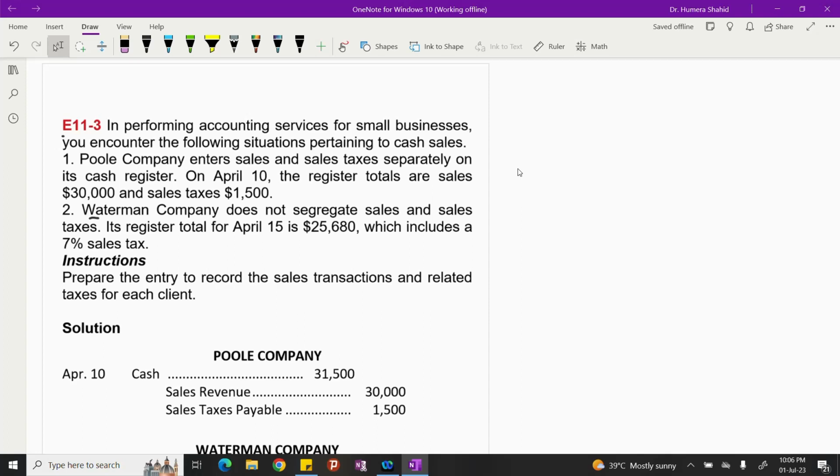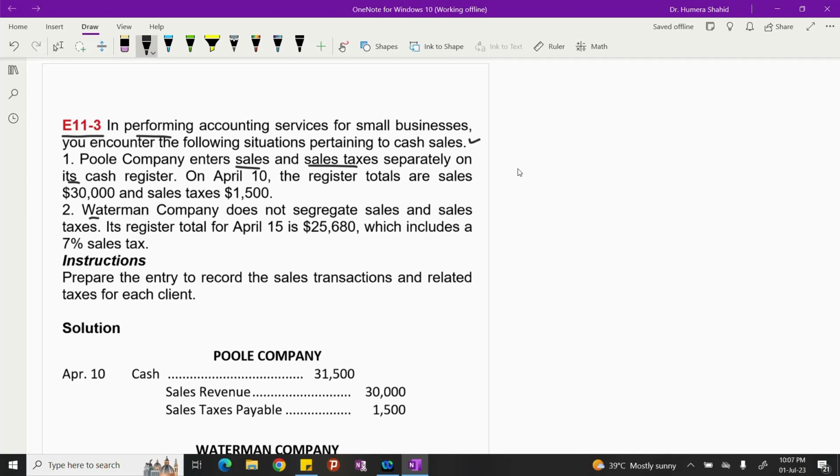This question is about, let's read it and try to identify which type of current liability this is. In performing accounting services for small businesses, you encounter the following situations pertaining to cash sales. Number one, Pool Company enters sales and sales taxes separately on its cash register. For the sales taxes, if you remember, I told you that sales taxes are collected from the customer, but they are returned to the government because they belong to the country, right? So whoever is the revenue department of the state, you return the taxes to them. So they are a liability for you.